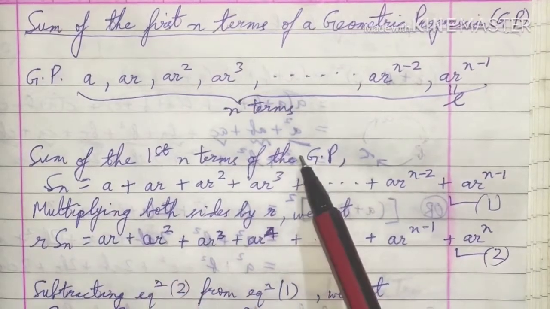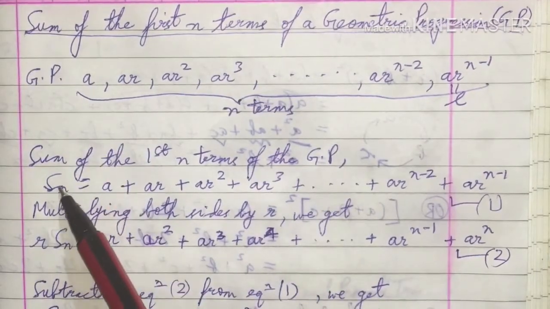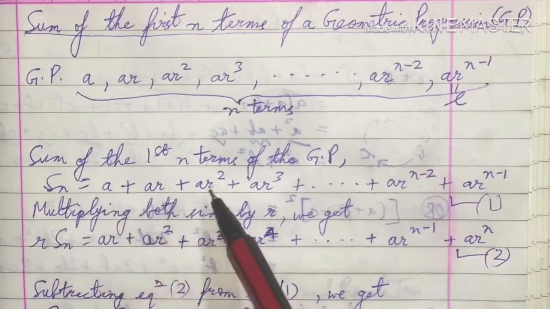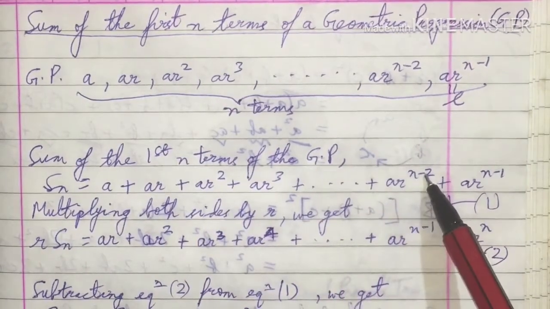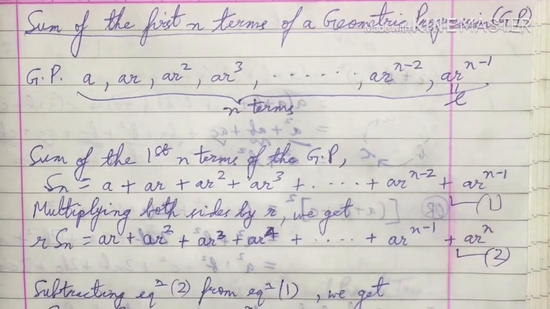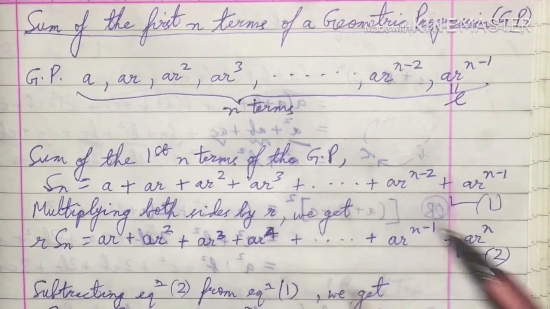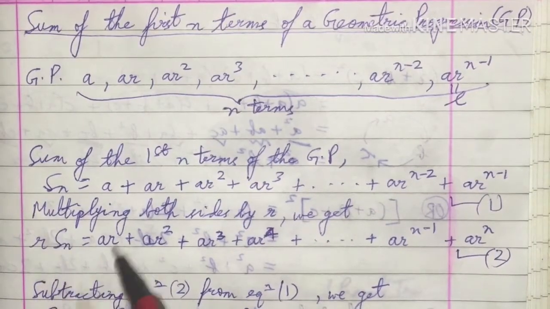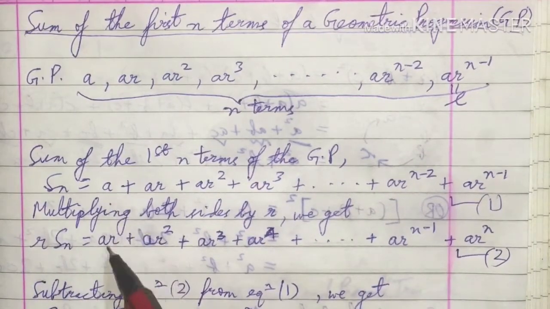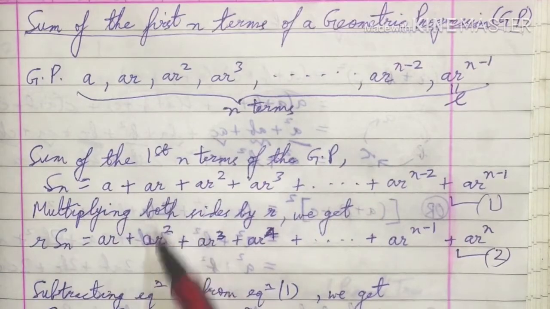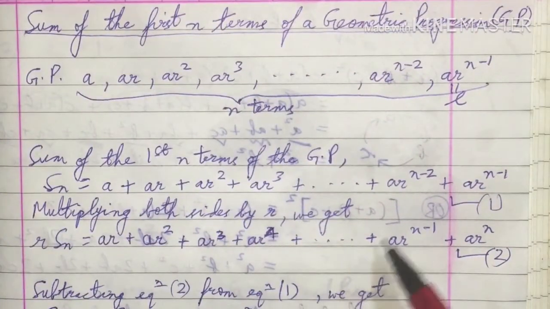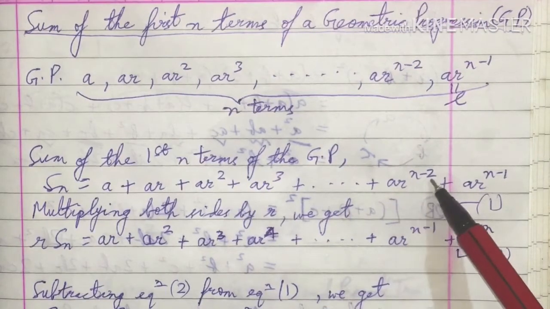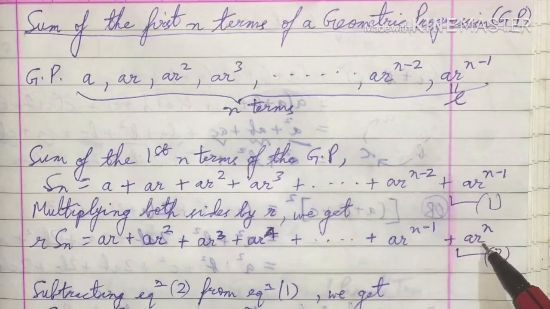Now the sum of the first n terms of the GP is basically Sn equal to a plus ar plus ar square plus ar cube plus dot dot dot plus ar raised to n minus 2 plus ar raised to n minus 1. Now we multiply both sides by r, and so we get r times Sn: multiply each term by r, so ar plus ar square plus ar cube plus ar raised to 4 and so on until it reaches ar raised to n minus 1 and ar raised to n.